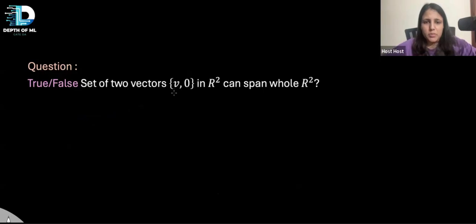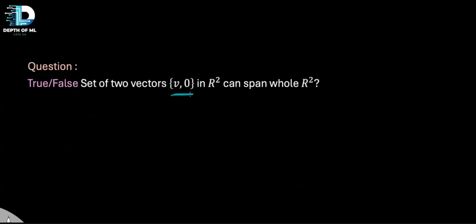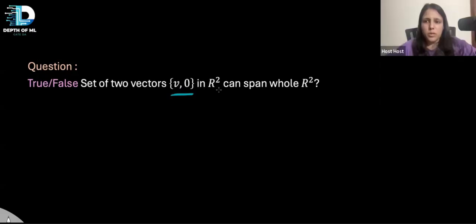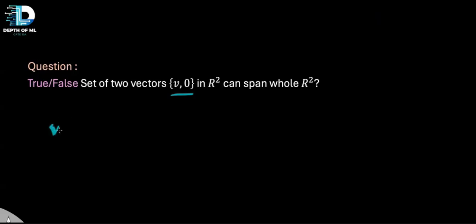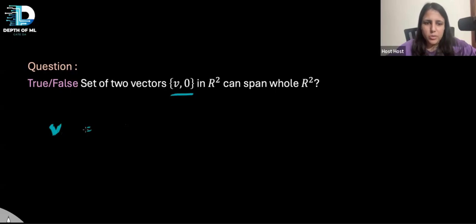A set of two vectors where one vector is V and another vector is 0 in R2 can span whole R2. I think one of the vectors, 0, can be written as 0 times V so that it can span the whole R2. Okay, is it true? So I have just V, a single vector. Can it span whole R2? All the linear combinations of this vector will be -1 V, -2 V, -3 V, and 3 V, 4 V, and so on to infinity V, right?